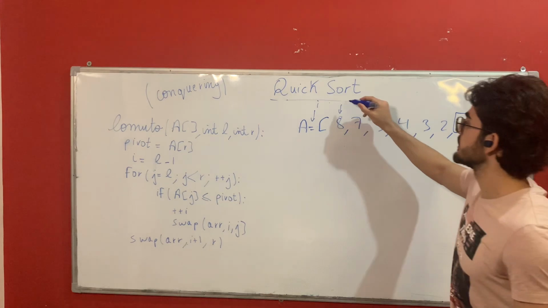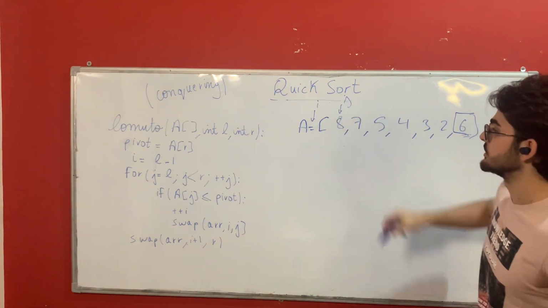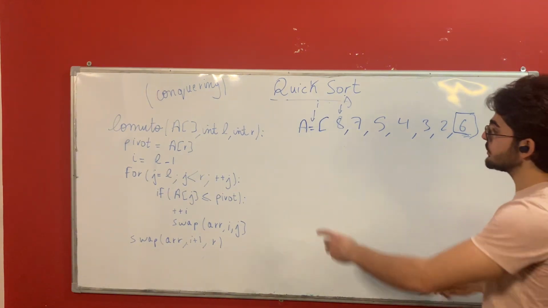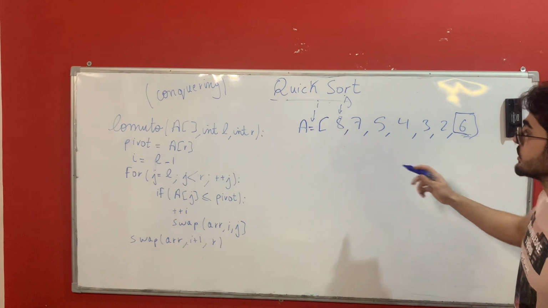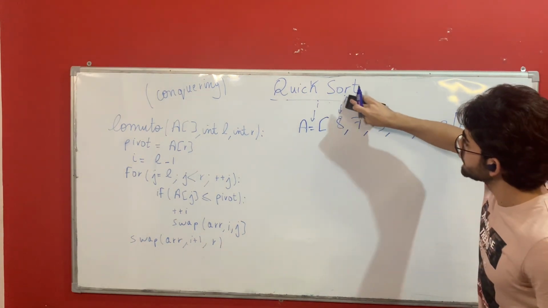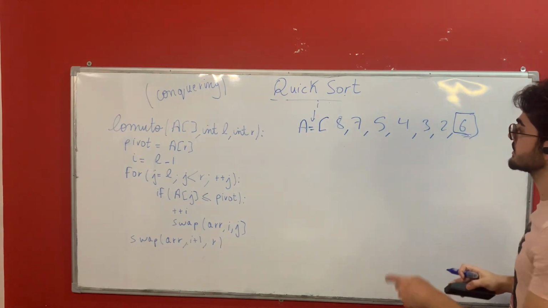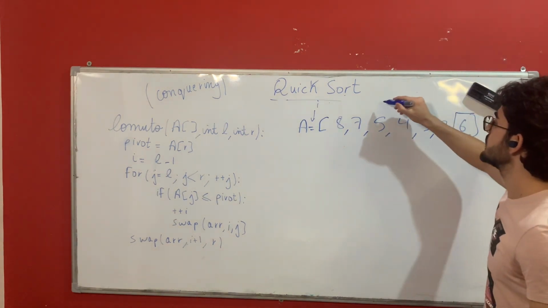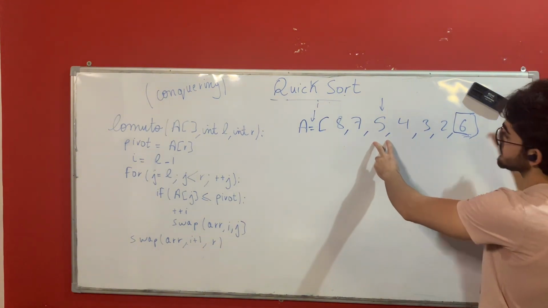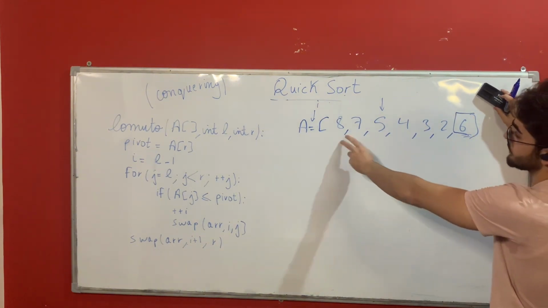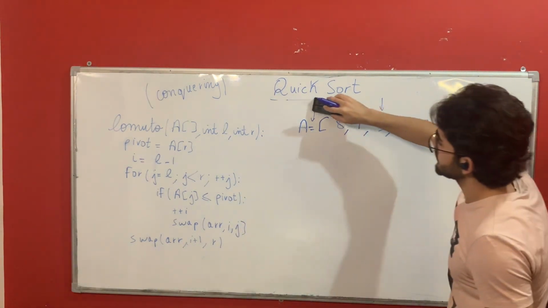So let's start. First i and j are pointing as shown. A of j, which is 8, isn't less than or equal to 6, so we continue iterating. 7 as well is greater than 6, so we continue iterating until reaching 5. 5 now is less than 6, so we have to swap 5 with 8. But first we increment the i pointer to point at 8.